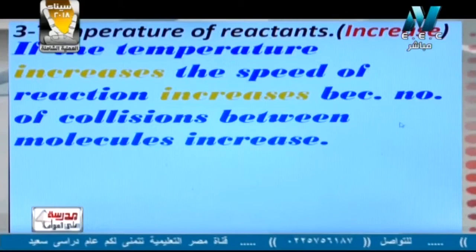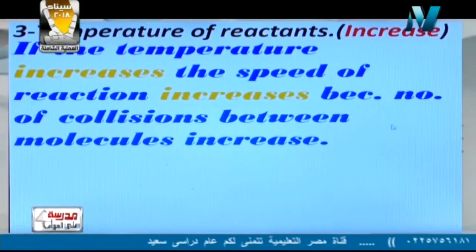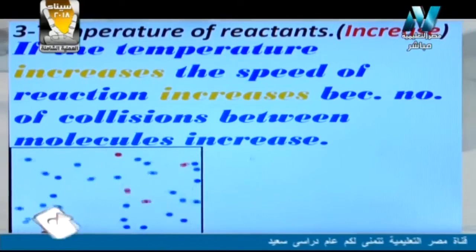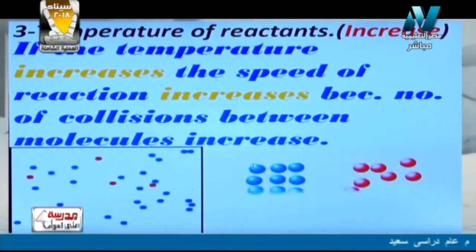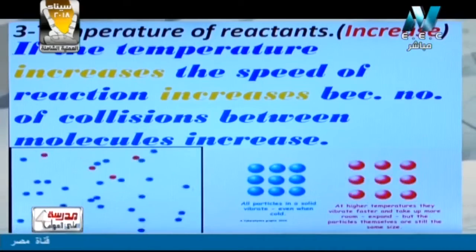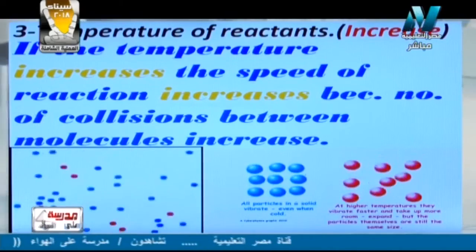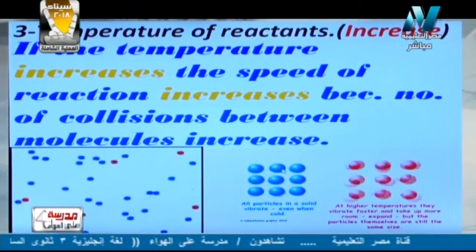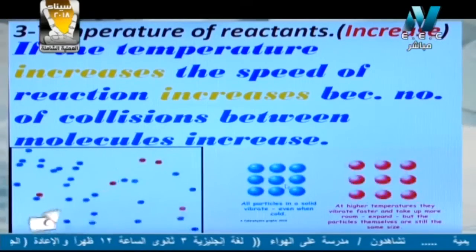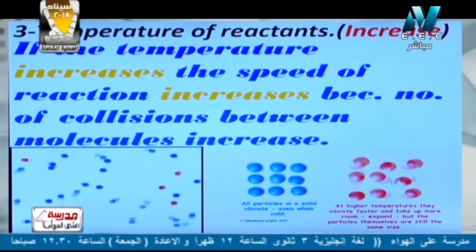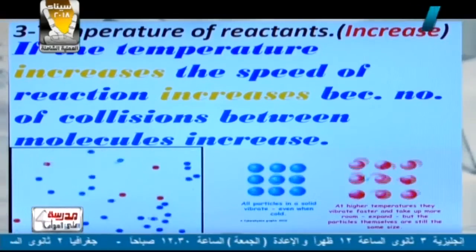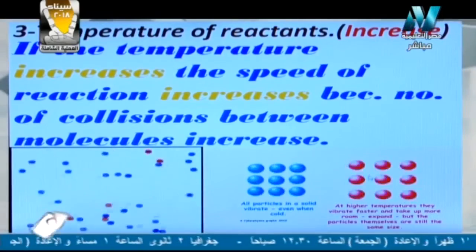As we see here, temperature. If the temperature increases, the speed of the reaction increases because the number of collisions between molecules increases by heating. Look here: on the right side we have hot molecules, and on the left side, in blue color, we have cold molecules. With hot molecules the number of collisions between molecules will increase, so the speed of chemical reaction will increase.